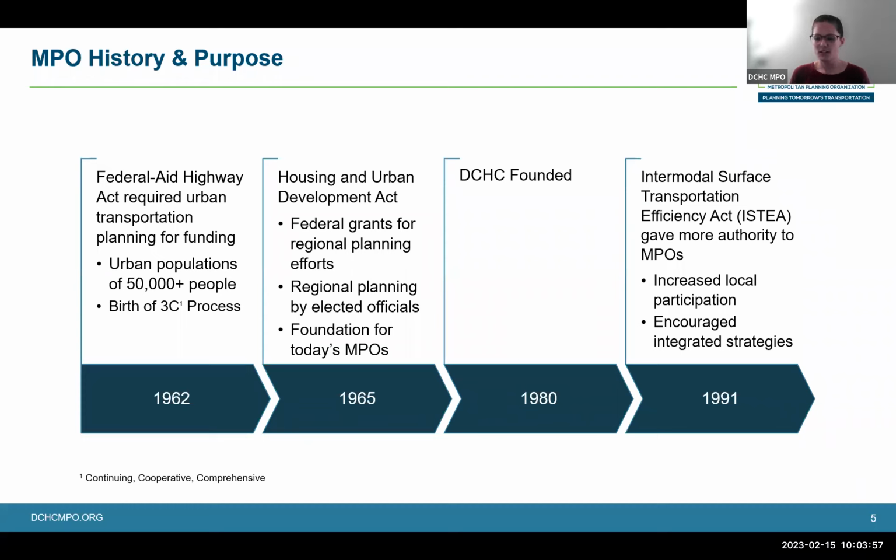A few years later, the Housing and Urban Development Act came on, and that gave new federal grants for regional planning efforts, also made sure that elected officials were represented on the board so that they also played a role in what happened in the MPO area. And this is generally the foundation for what we know as the MPO today. 15 years after this point in time is when DCHC was founded.